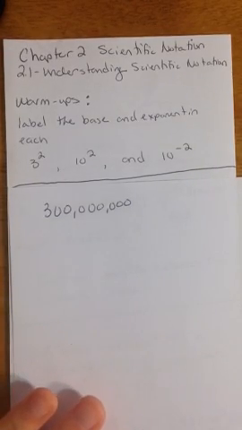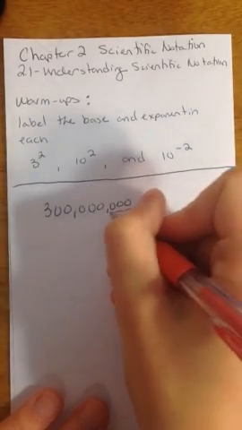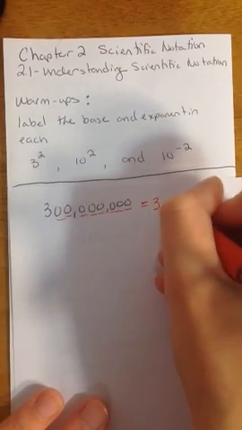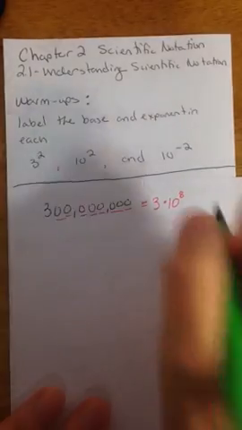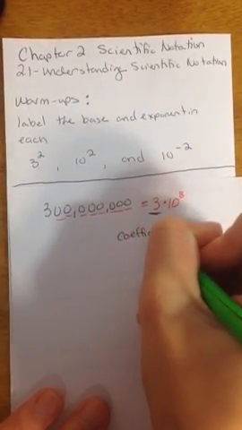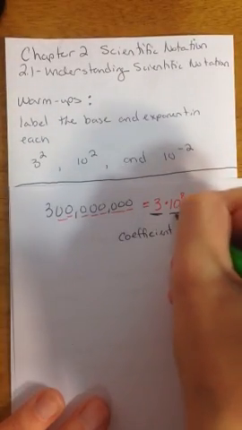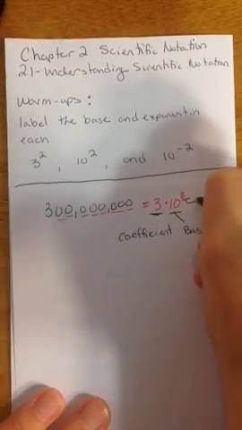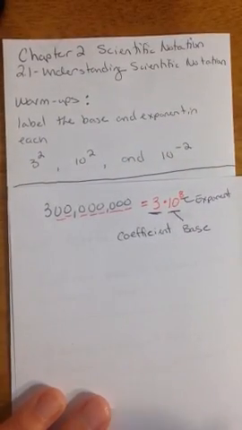So if I look at this, I can write 300 million in scientific notation by saying there's 1, 2, 3, 4, 5, 6, 7, 8 spots. So this is equal to 3 times 10 to the 8th power. The number in front here is called the coefficient. And this 10 is the base, which you already learned, and that's what you did in your warm-up today. And the 8 is called the exponent, which again is all the stuff that we learned in the last chapter, so nothing brand new there.